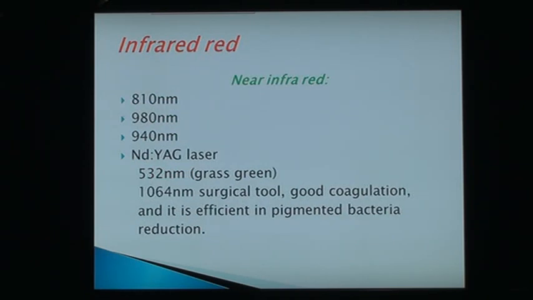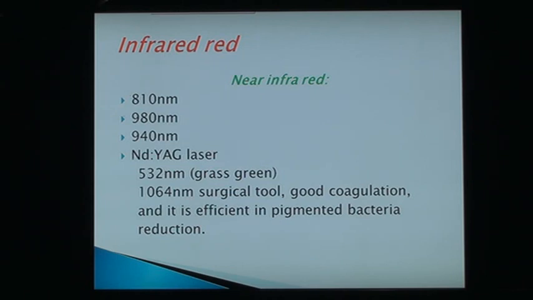Now we will reach this infrared part. In the infrared part, we have near infrared, mid-infrared, and far infrared. In near infrared we have 810 nanometer, 880 nanometer, and 940 nanometer. All these wavelengths are diodes. We use them a lot in dental treatment. All of them are absorbed in melanin and hemoglobin and transmitted in water, except 980, which has a peak power of absorption in water. That's why we have to take care when we use it in periodontal pockets.